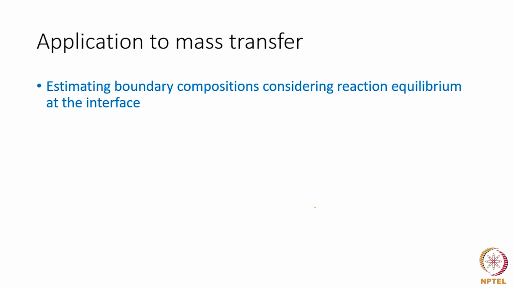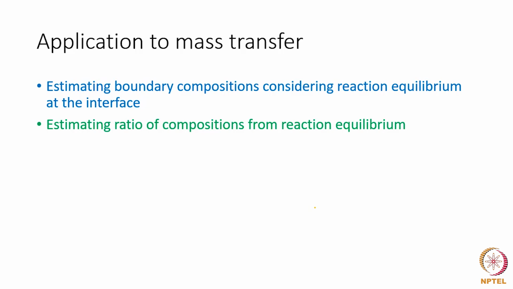So very often at the boundary we have a reaction taking place and the compositions are known on either side, and we want to know a relationship that is connecting these two, and directly from the reaction constant available we can actually estimate the ratio of those compositions, and that's how the boundary conditions can be determined. So in mass transfer, the interface equilibrium, which is basically a reaction equilibrium, can be very useful. And we also can estimate the ratio of compositions from this condition.